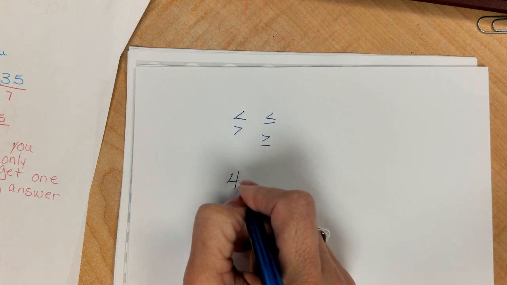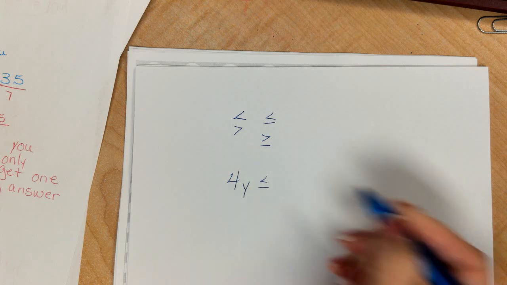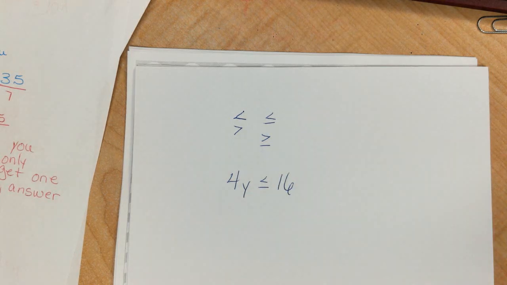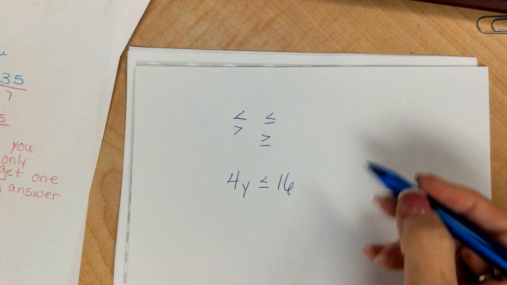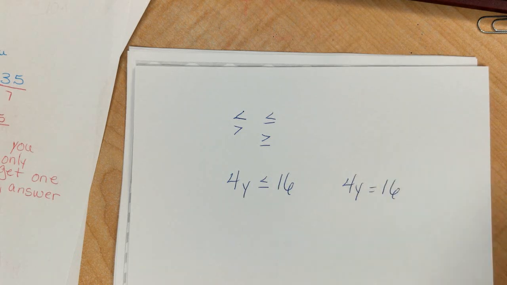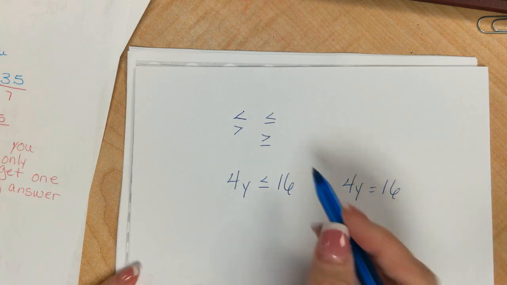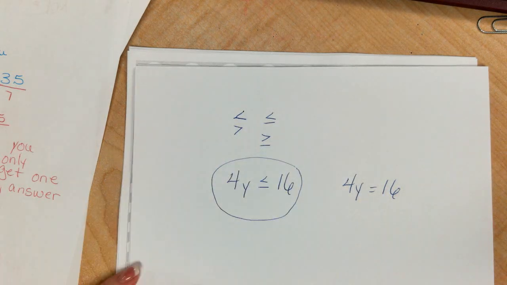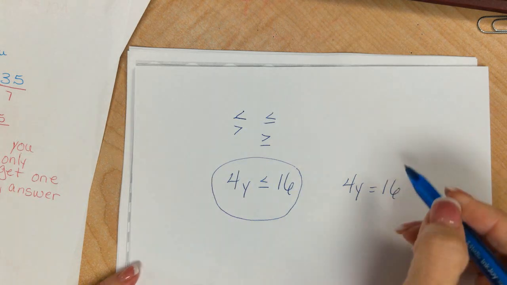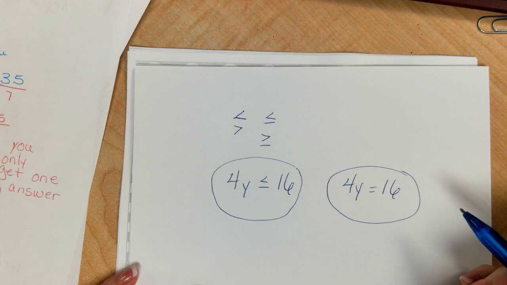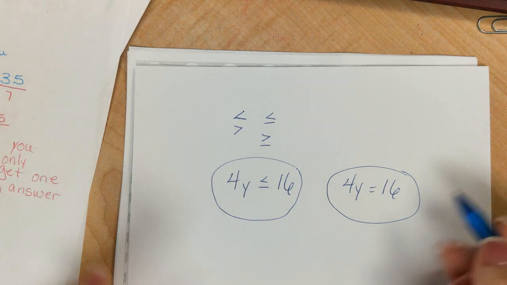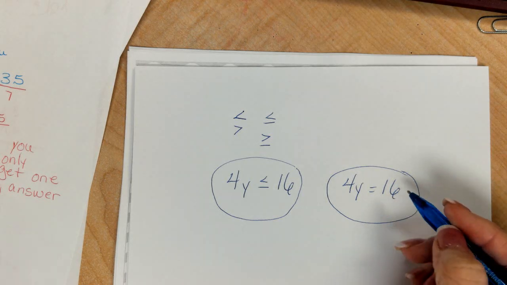So if you have like 4y is less than or equal to 16, how do I know that's an inequality? Because of the less than or equal to sign here in the middle. What's the difference in these two? The first one means it could be 16 or less. So this one is an inequality, which means it has more than one solution. This one is a what? An equation, which means it only has one solution.